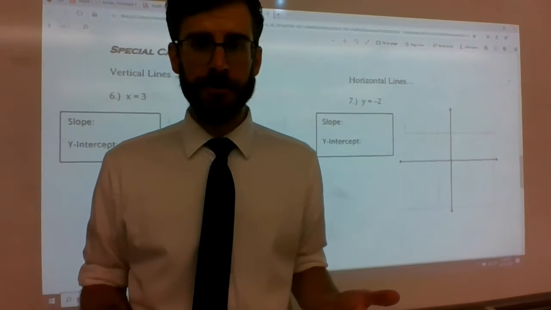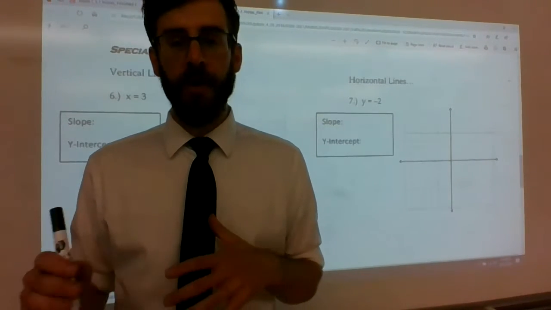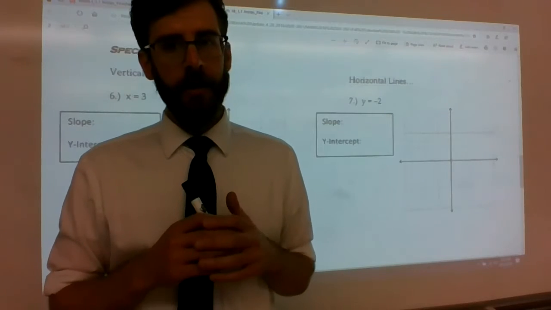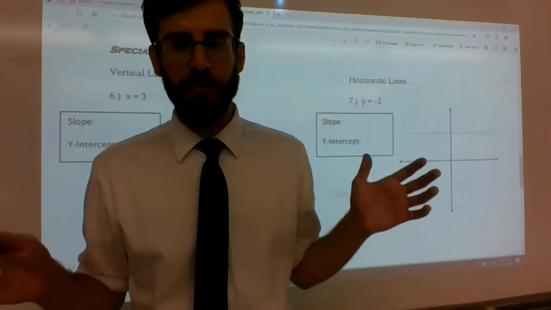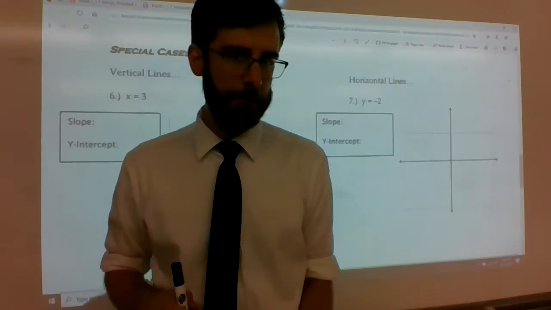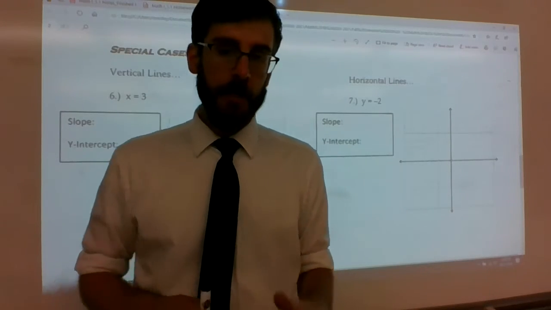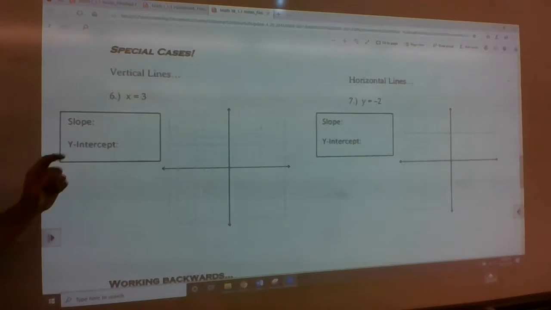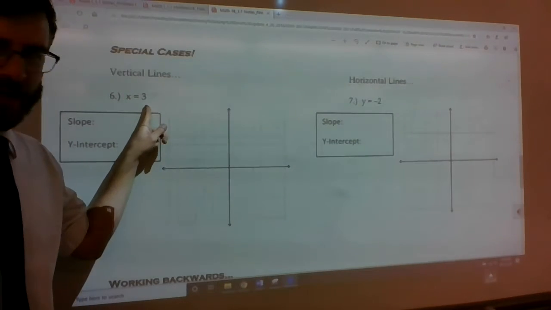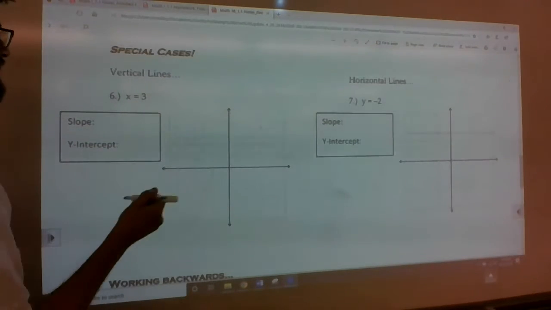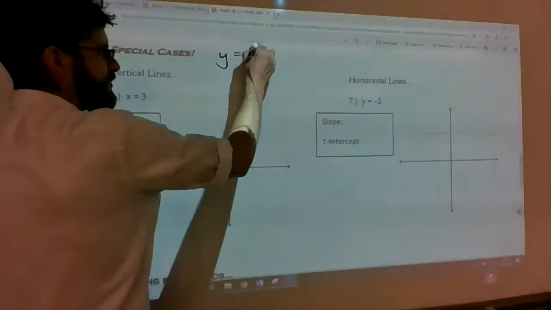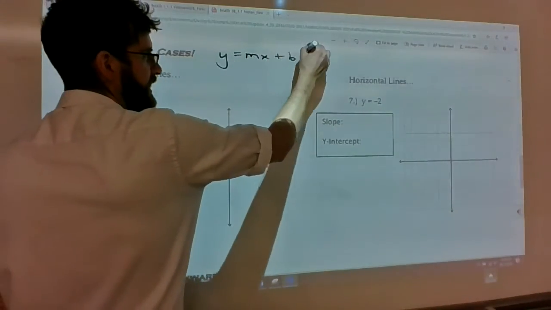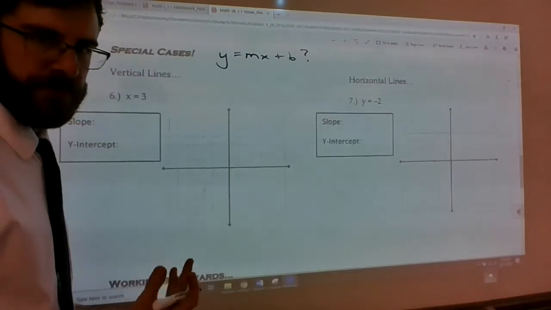Welcome back. This is part 2 of 1.1 Math 1B and Geometry. I'm going to take some time to just go over the special cases and then the second part of this assignment. So, vertical lines. They're kind of tricky. They don't look like y equals mx plus b. So, what happens when y equals mx plus b is just not working out for us?